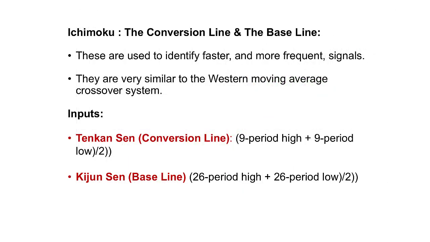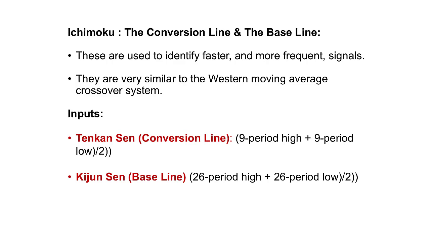So then quickly on to the conversion line and baseline. They're used for identifying faster, more frequent signals, similar-ish to a Western moving average crossover type system. You can see there the Tenkan Sen, the conversion line, is the 9 period high plus 9 period low, divided by 2. The Kijun Sen, the baseline, is the 26 period high plus 26 period low, divided by 2.